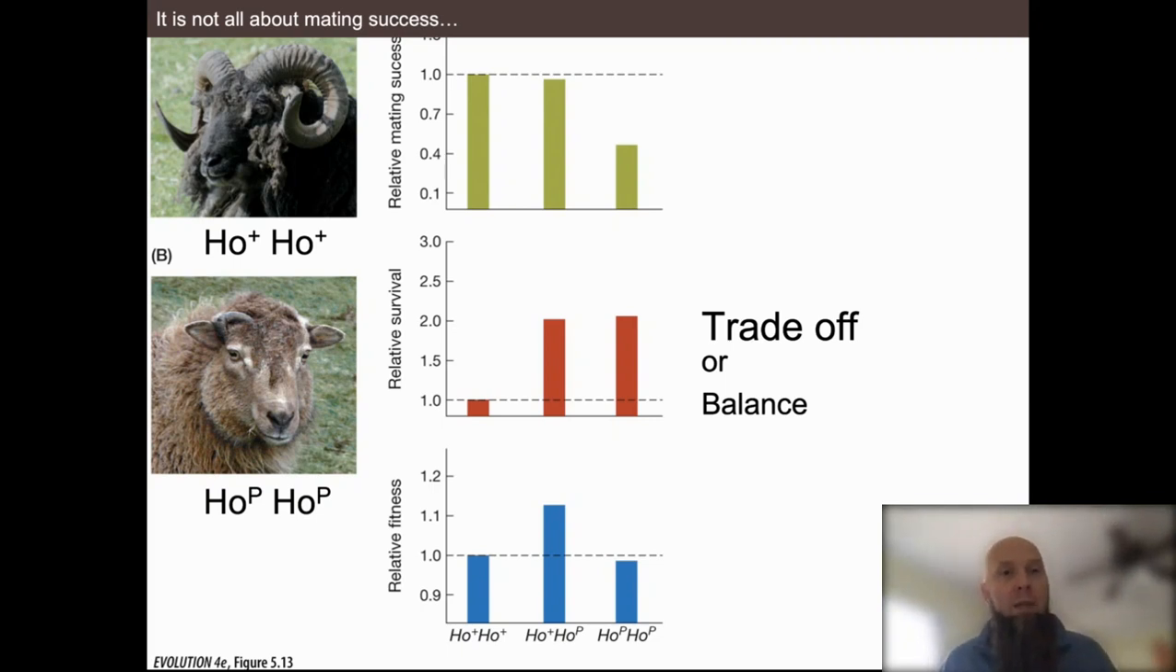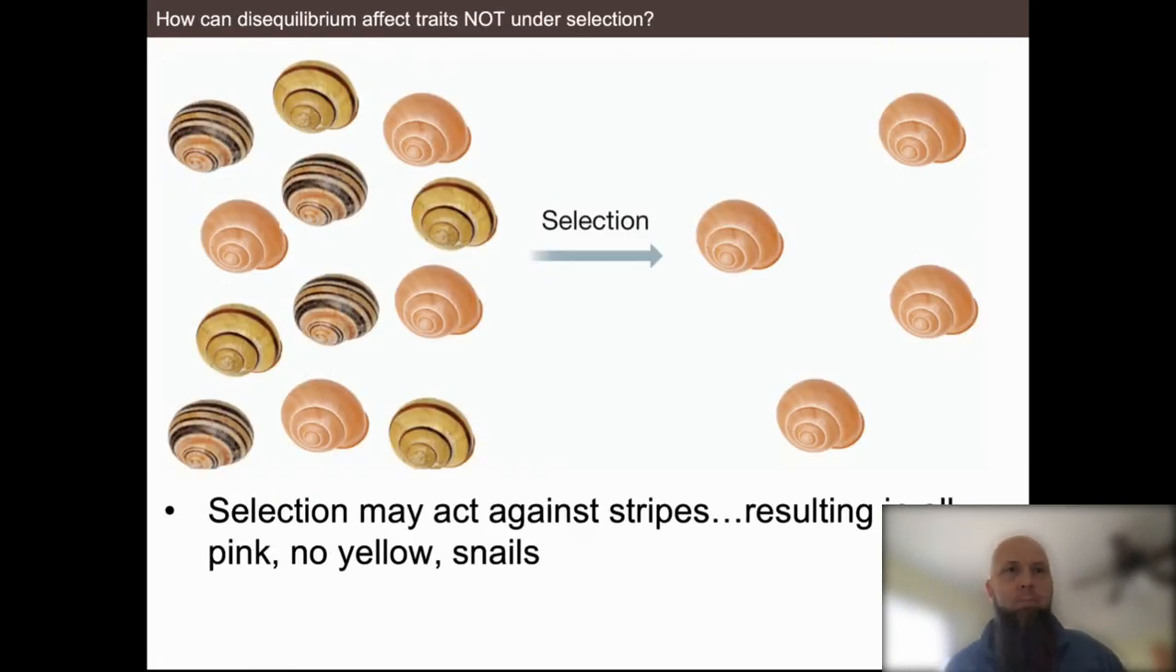So despite the fact that the wild type allele, the plus allele, confers a reproductive success advantage, it doesn't increase in frequency and become fixed in the population. This P allele sticks around because it increases the survival rate of individuals. So this trade-off exists between the P and the plus allele within the population.